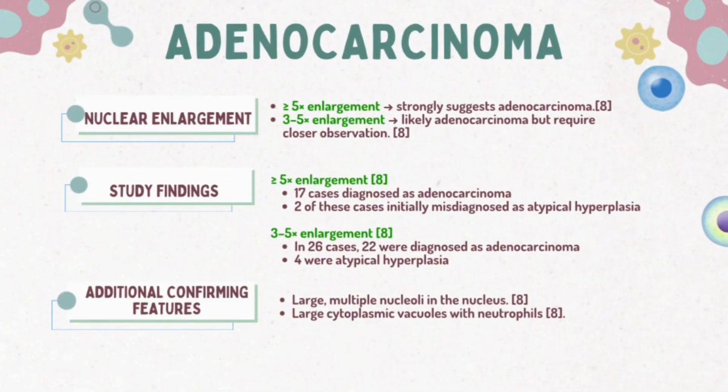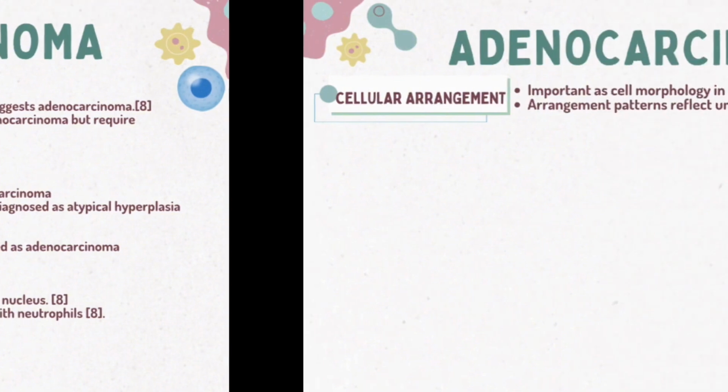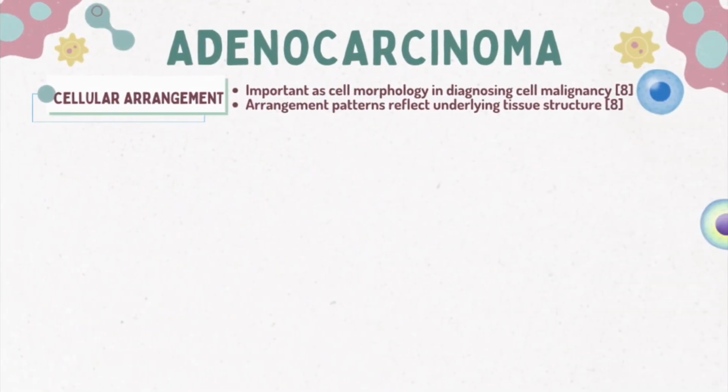As has been mentioned before, there are additional confirmation features when closer observation is done, especially when nuclear enlargement of 3 to 5 times is observed. The presence of additional features such as large multiple nucleoli in the nucleus and large cytoplasmic vacuoles containing neutrophils, cells displaying these characteristics should be classified as adenocarcinoma. In addition to assessing individual cell morphology, evaluating cellular arrangements provides crucial diagnostic information. Although cytology does not directly capture tissue structure, the patterns of cellular arrangement can reflect underlying histological structures.